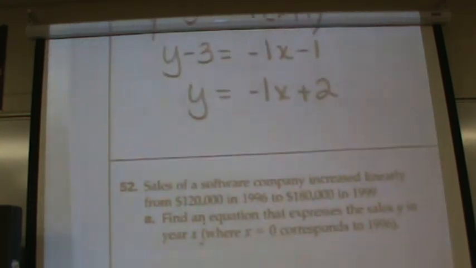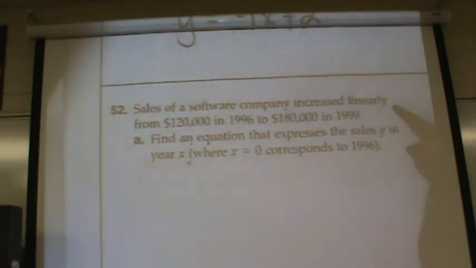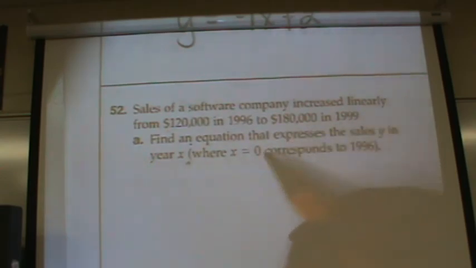Okay, here's some story problems. 52. It says, a software company increases its sales linearly.